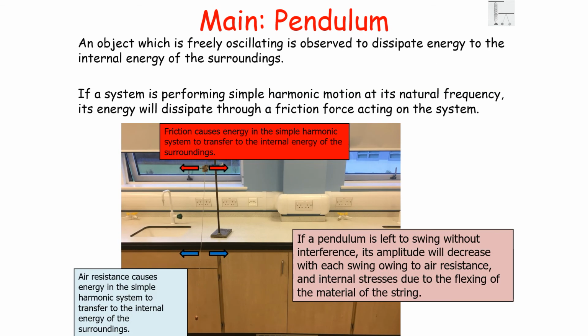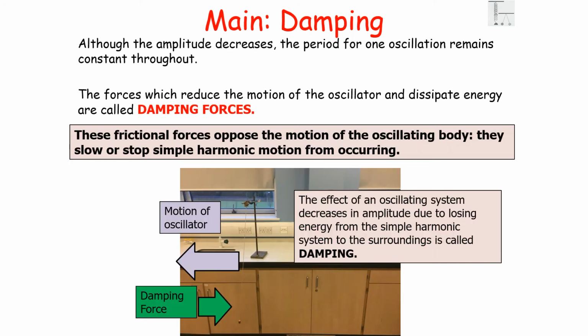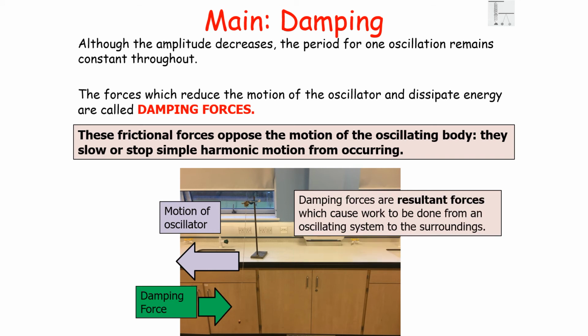Now in theory, you would have no energy being lost from the situation. However, that is not the case in the real world. Friction causes energy to be lost in a simple harmonic system to the internal energy of the surroundings, and air resistance can also cause energy to be transferred from the simple harmonic oscillating system to the internal energy of the surroundings. We call these types of forces the damping forces. They will decrease the amplitude of the oscillating system, but the period of the oscillation will remain the same, which is an important concept to understand.